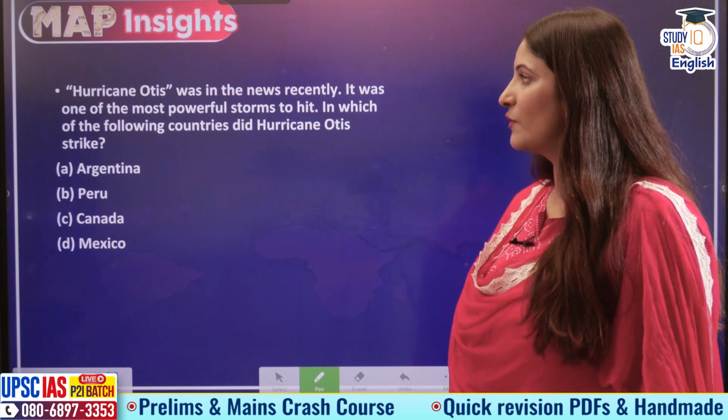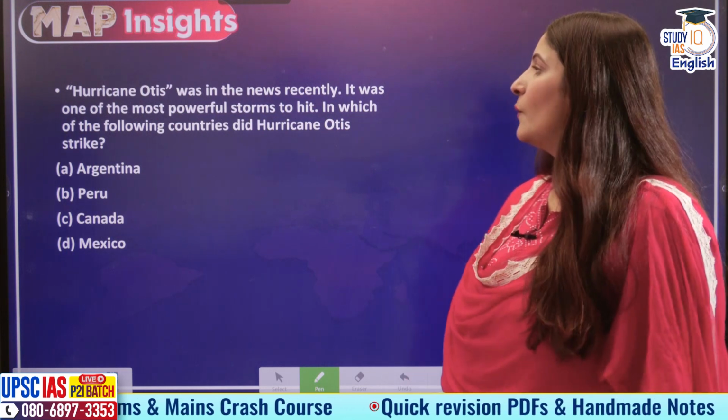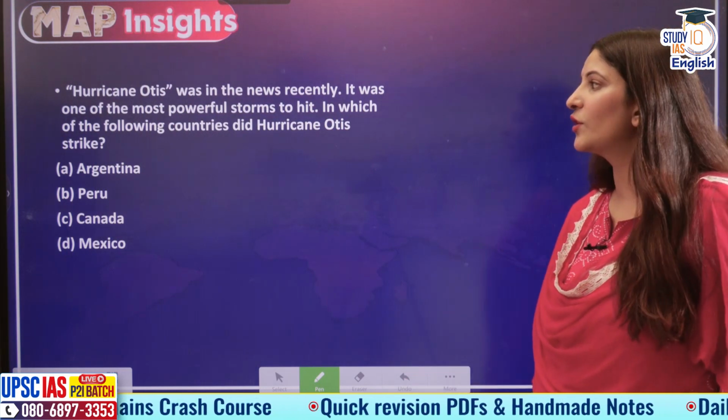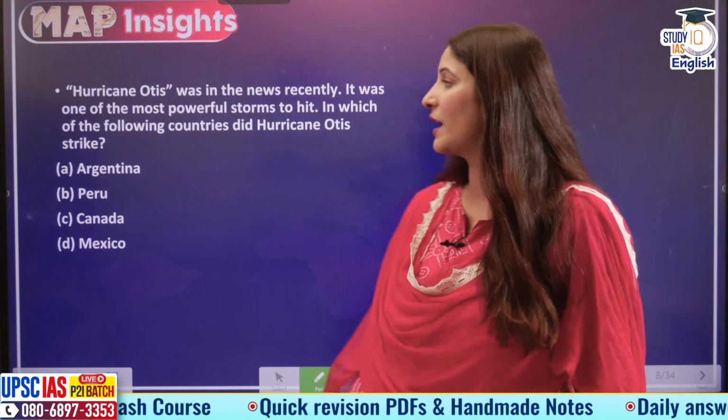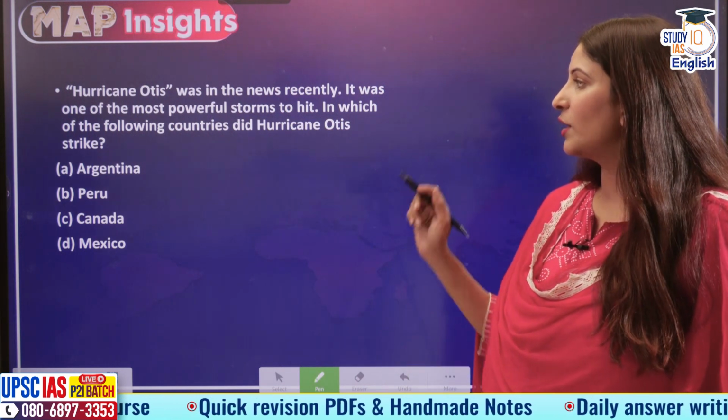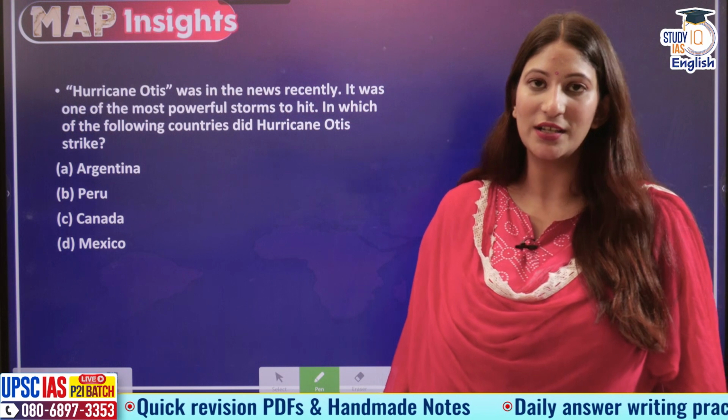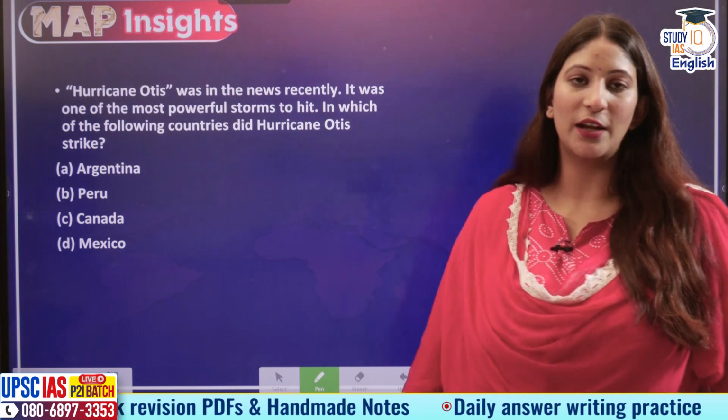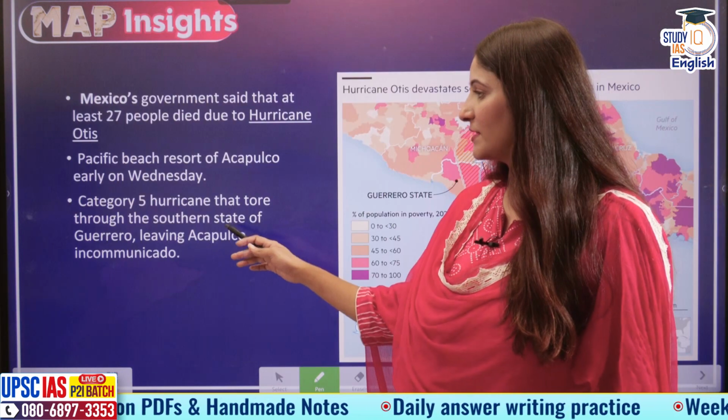Moving on to the next question. Hurricane Otis was in the news recently. It was one of the most powerful storms to hit it. Which of the following countries did Hurricane Otis strike? Argentina, Peru, Canada, and Mexico.